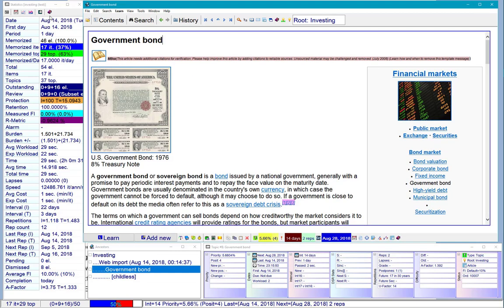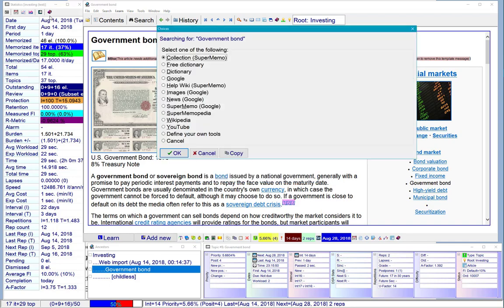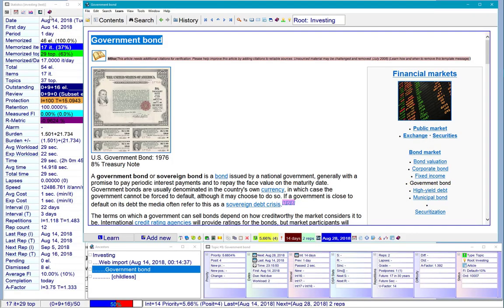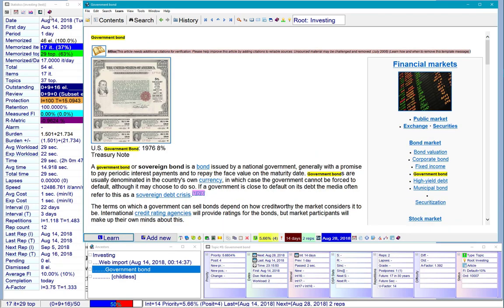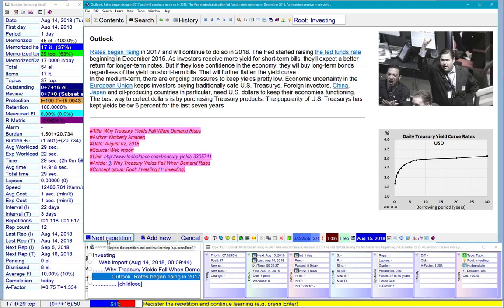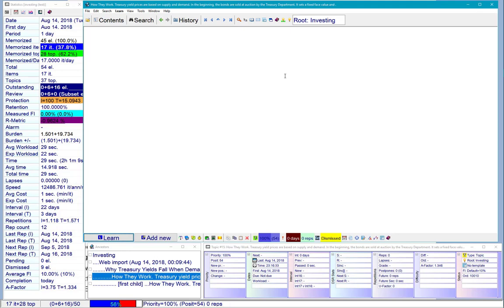In the meantime, I could do some searching in the collection. Do we have many mentions of the government bond? Government bond, collection, bond valuation, yield curve, on the Wikipedia. So, no. Doesn't seem to play a role in the article. Investors like the safety of fixed return bonds. Okay. That's office outlook, we're not interested. The government will only pay back the face value. This actually can be deleted already. One thing less to worry about.